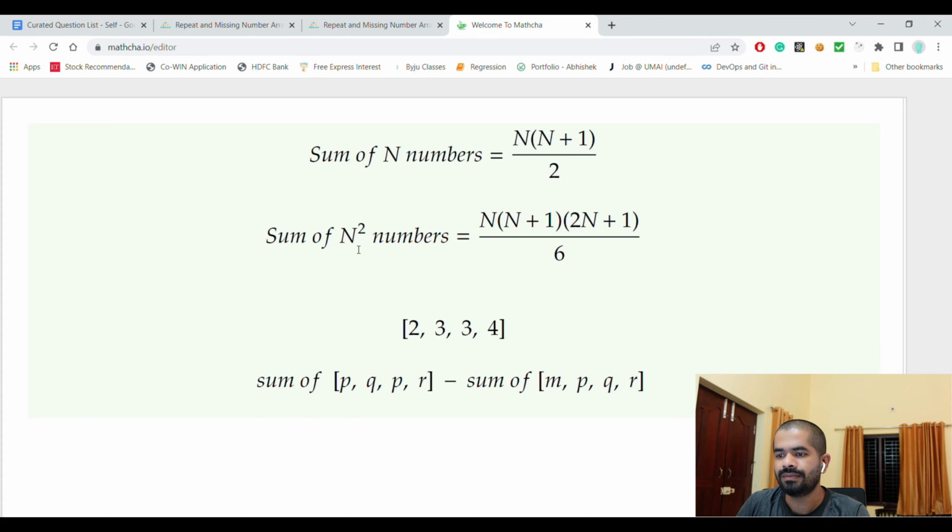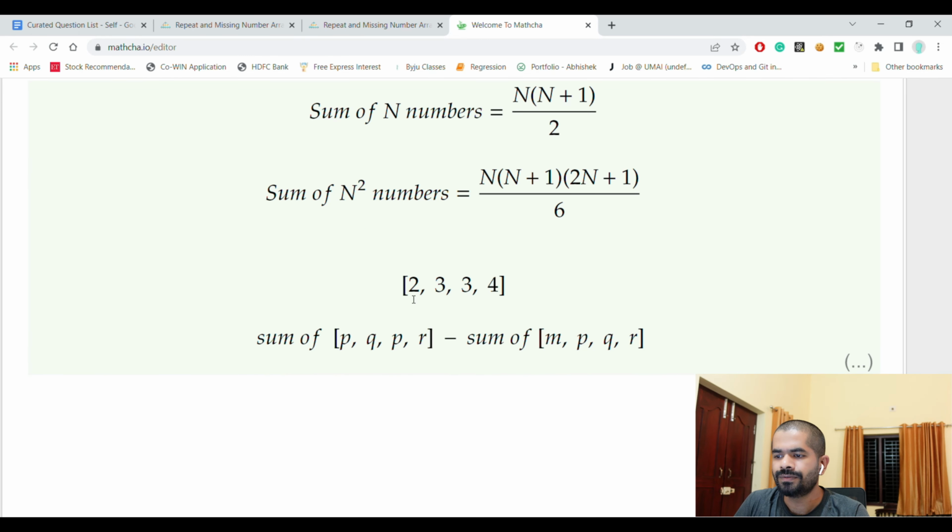Similarly, the sum of n square numbers, meaning 1 square plus 2 square plus 3 square plus 4 square plus 5 square, the equation to find that sum is n into n plus 1 into 2n plus 1 divided by 6, n being again 5, the total number of items you're trying to sum.